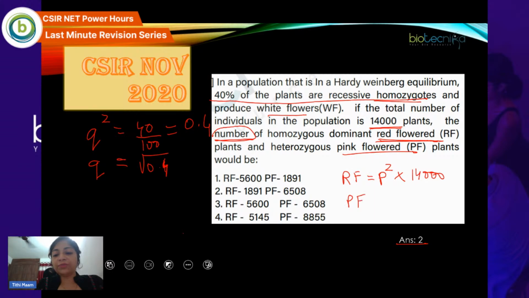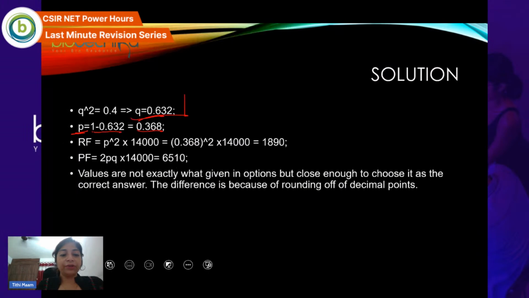Pink flowers are heterozygotes, so their frequency will be 2pq, again multiplied with the total population. When you substitute the values, you will get that red flowers will be around 1890 and the pink flowers will be 6510.